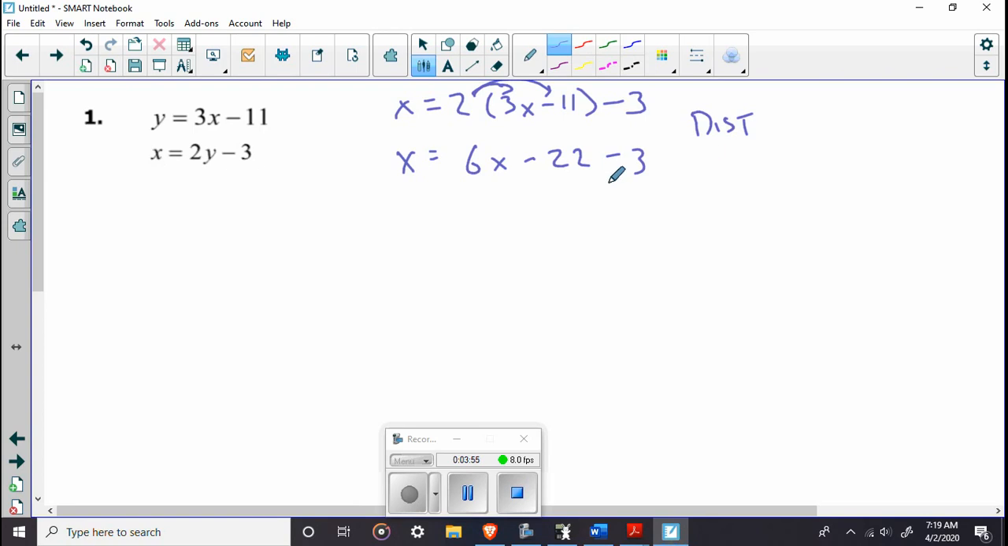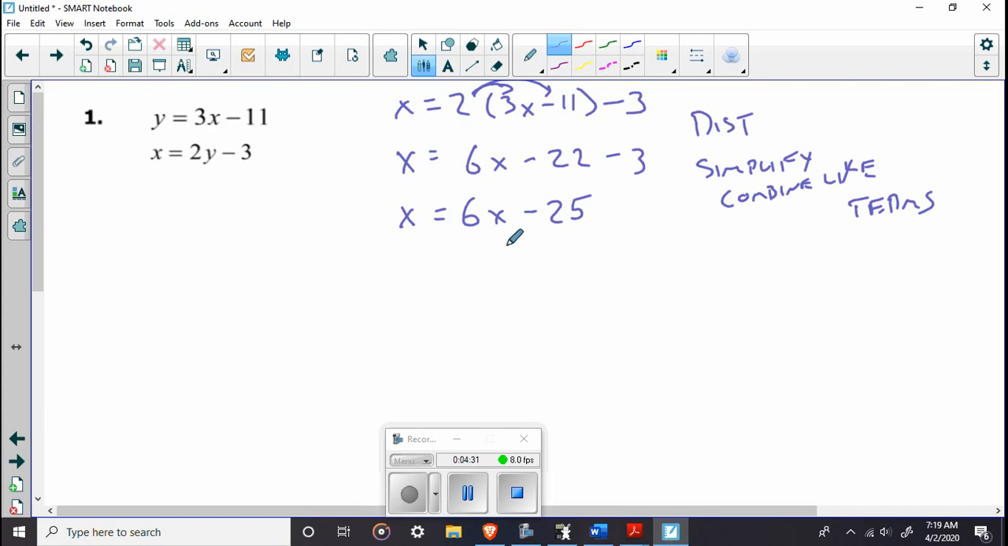Our next step, let's take a step back. Before we start moving things from side to side, let's simplify, or if you'd like to call it, combine like terms. Sorry, it's hard to write on this thing. In this case, your only like terms are negative 22 and negative 3. In other words, let's clean up one side of the equation before we start moving things around. So negative 22 minus 3 will be negative 25.